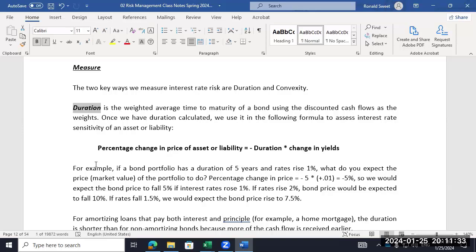Duration is similar to maturity, except maturity only looks at the very last cash flow. Duration looks at all cash flows and sees on average when you get your cash back. Is it in 1 year, 2 years, 3 years? It weights the timing by the discounted cash flows. So cash flows that are early are going to be less discounted than cash flows that happen late.